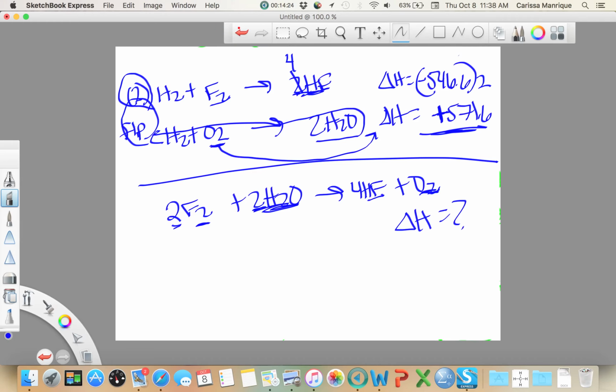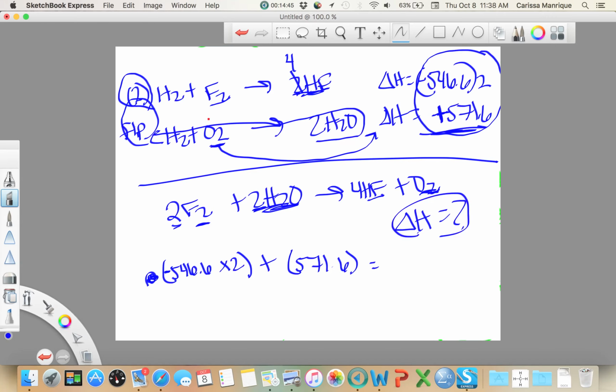Now all I need to do is add these together. So I'm going to have negative 546.6, and actually let's put this negative right here, times 2, plus 571.6. I add those together and I'll get this delta H here. So I'll get negative 521.6 kilojoules.